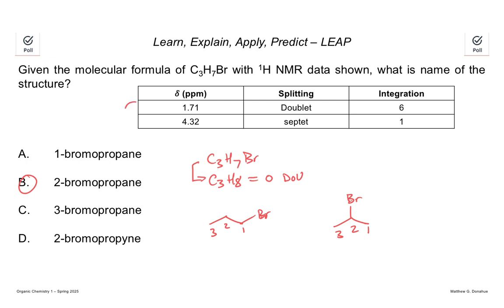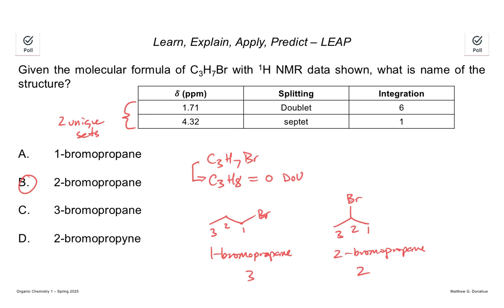So what is this right here telling you? There's 2 unique sets. So for 1-bromopropane, how many unique sets are there? 3. For 2-bromopropane, how many unique sets are there? 2. So that right there gives you the correct answer.